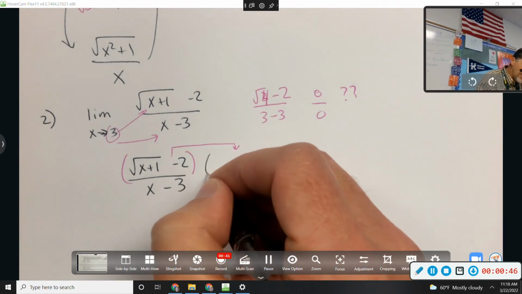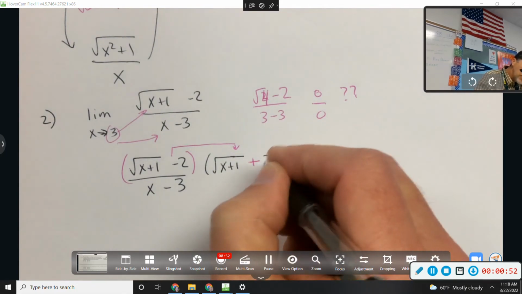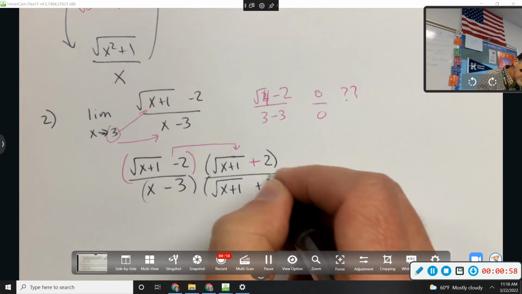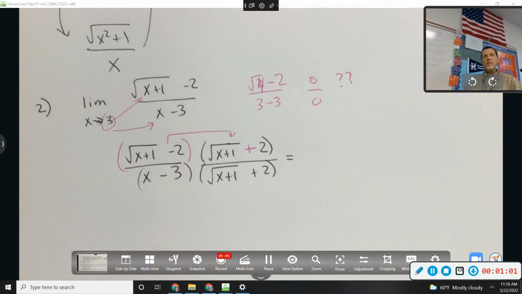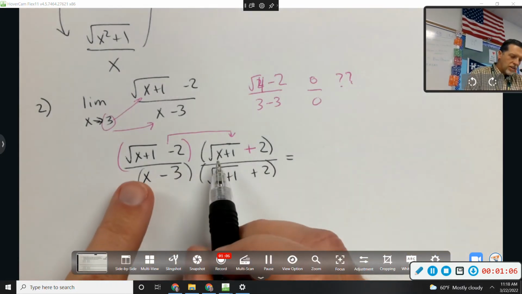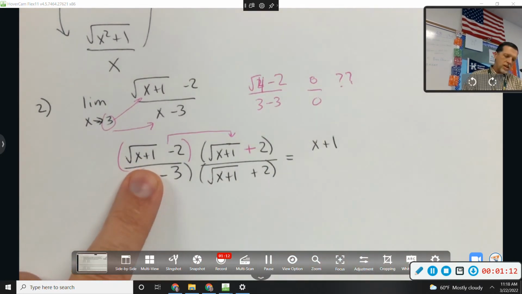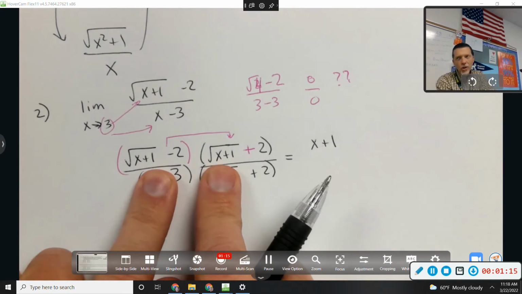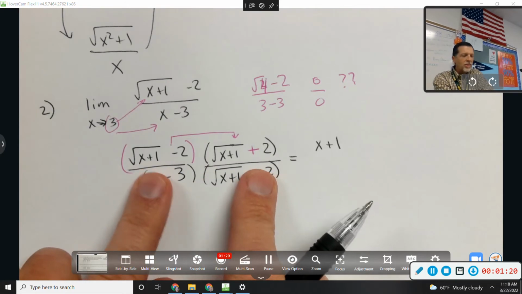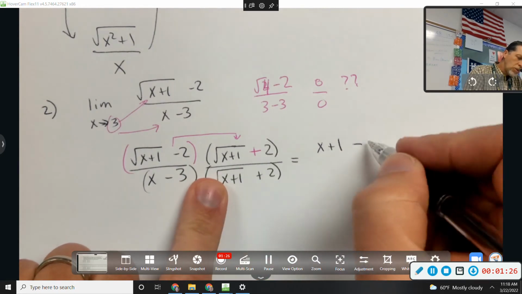Yes, rationalize. Multiply by the conjugate, square root of x plus 1 plus 2, on top and bottom. So it looks terrible, but when you FOIL it out, things work out. So first, root x plus 1 times root x plus 1 is x plus 1. What about the O and the I when I FOIL the top? They cancel. That's why we multiply by conjugates, so I don't need to write that one out. And then the last, negative 2 times 2 is negative 4.